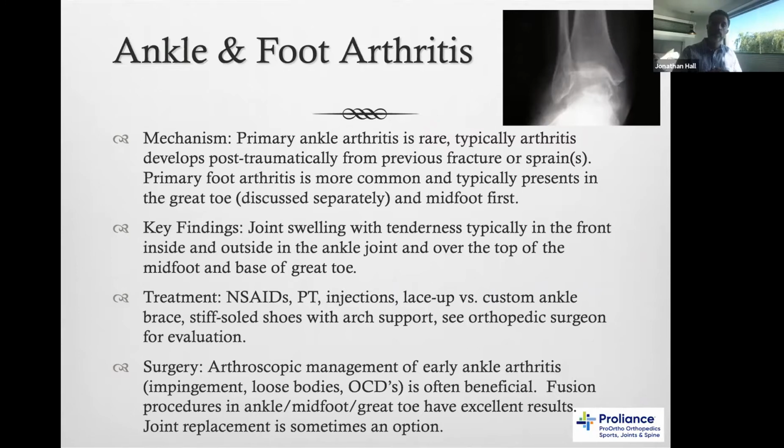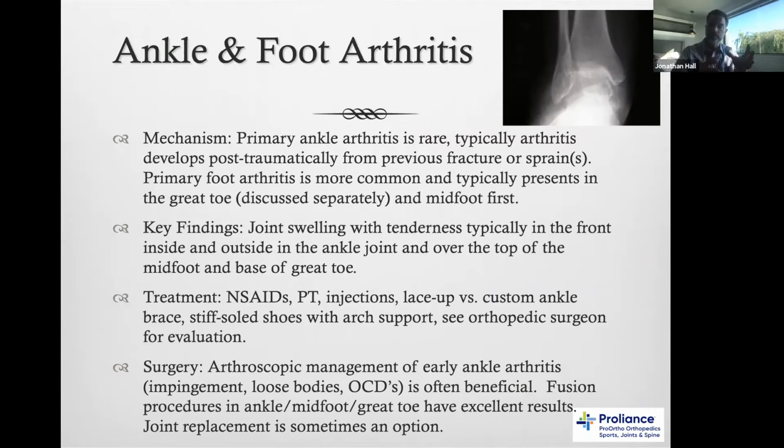But once that whole joint surface wears out, then those treatments aren't helpful anymore. We can't take out a loose body. We can't take your bone spurs off. You know, things that are very minimally invasive with an arthroscopic procedure. We then have to start moving forward with other options, and those types of options are fusion procedures, ankle replacements, and those are the typical ones.